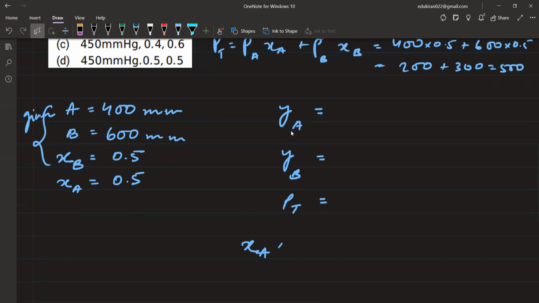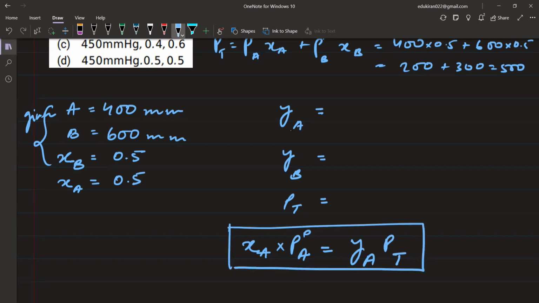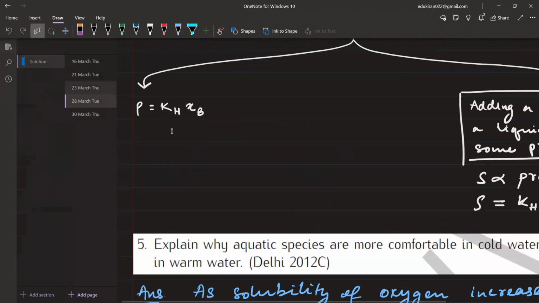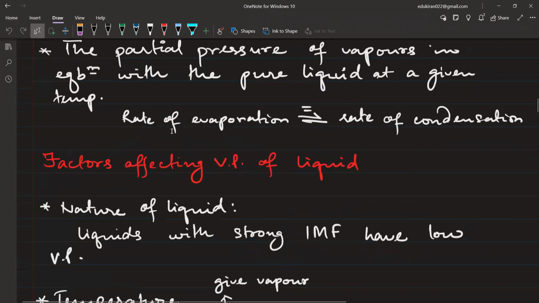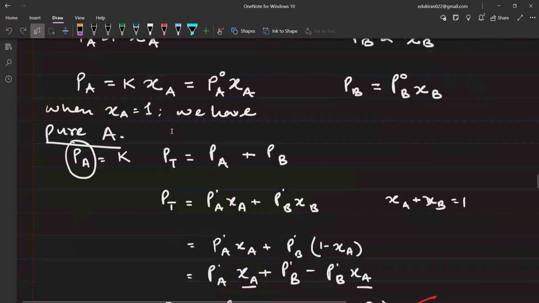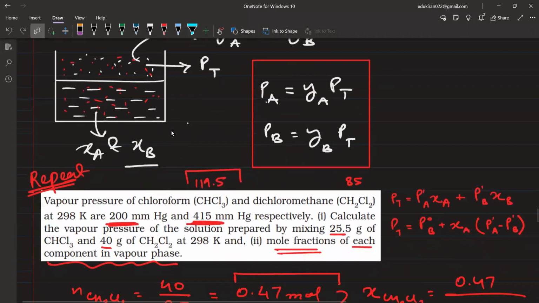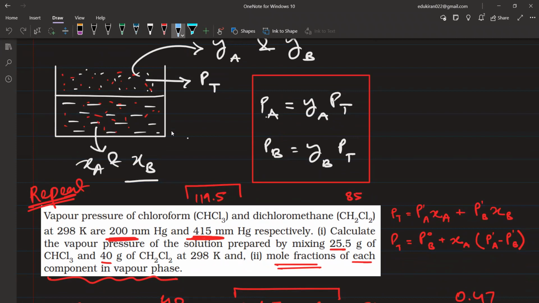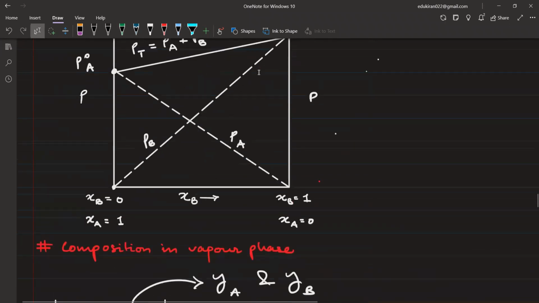Okay. Now we have also seen what χ_A into P naught A, P naught A नहीं, χ_A into P naught A will be equal to Y_A into P total. This we have also seen. वेपर फेज वाले सवाल में देखिए, है ना, you see here P_A, partial pressure of A, is equal to Y_A into P_T. What is P_A equal to from Raoult's law?